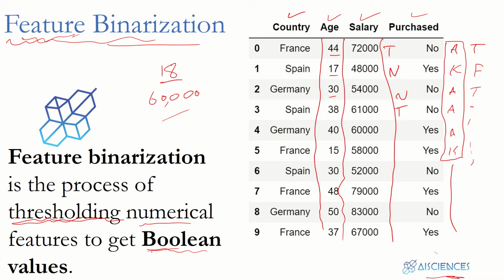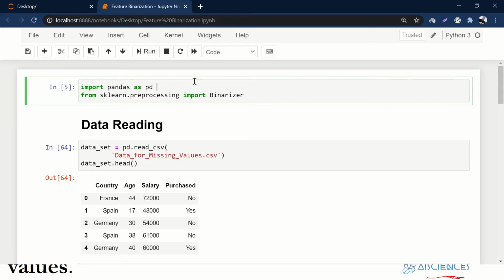Later on we will also see K-Bin-Discretizer, where the Boolean value will not be our goal, the goal will be something else. So before going to K-Bin-Discretizer, let's first implement feature binarization in Python in our Jupyter notebook. In the beginning we are just importing two libraries, pandas and Binarizer, from sklearn. Don't worry, I'll also implement Binarizer in core Python.